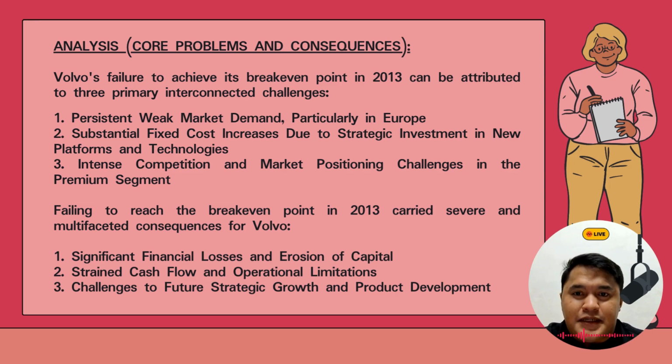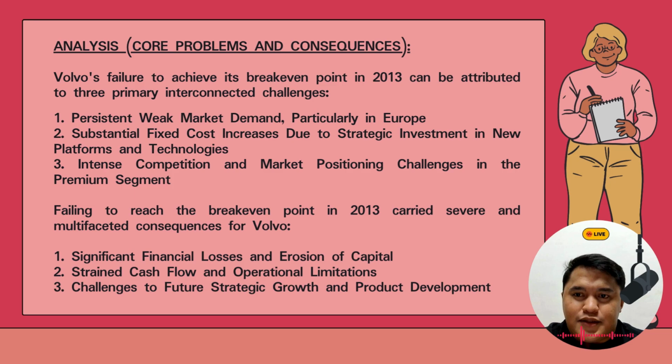A primary driver of the company's inability to reach break-even point was insufficient revenue generation in 2013. The European automotive market, a significant traditional sales region for Volvo, continued to struggle with the aftermath of the Eurozone sovereign debt crisis and general economic stagnation. Consumer confidence remained subdued, translating into cautious spending on a large discretionary purchase like a new car. This depressed demand directly suppressed sales volumes below the level required to cover Volvo's substantial cost base.